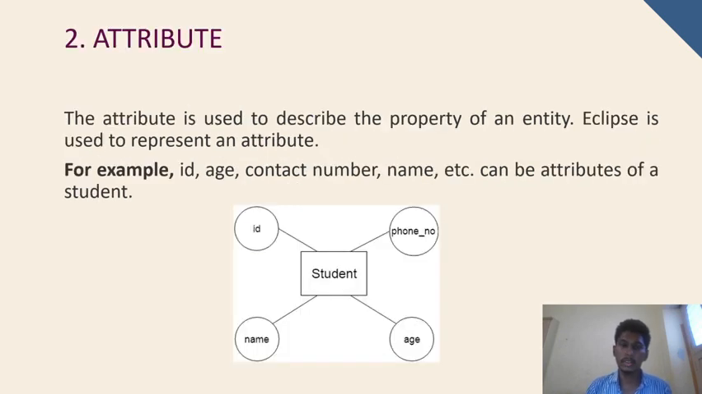Let us see about attributes. Attributes are like variables. They are used to describe the properties of an entity. It is represented in the ellipse shape. For example, here student is an entity, and this student entity consists of an ID, phone number, name, and age. So ID is an attribute, phone number is an attribute, name is an attribute, and age is an attribute. So these are all attributes of a student object. We represent them in this way.